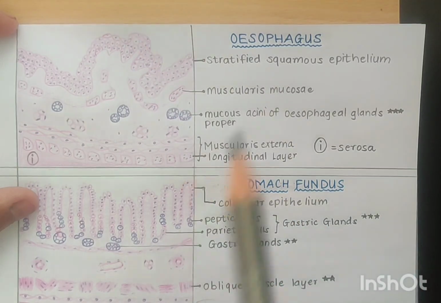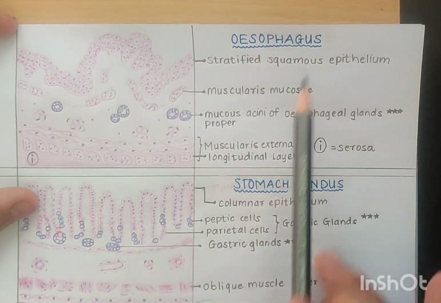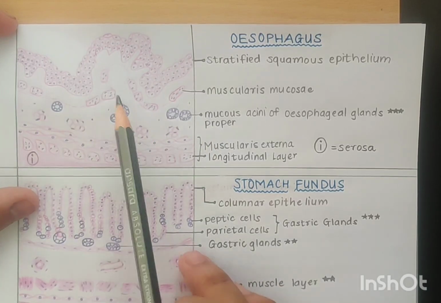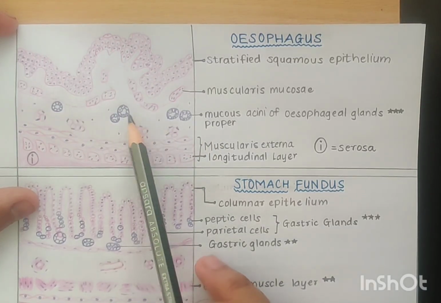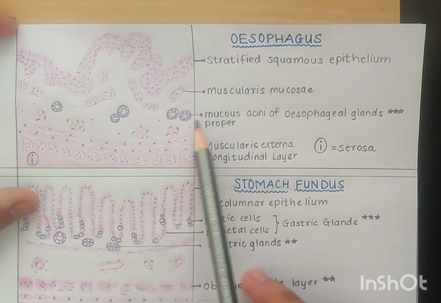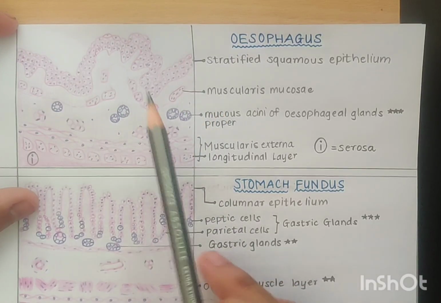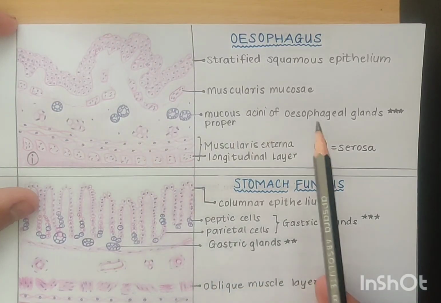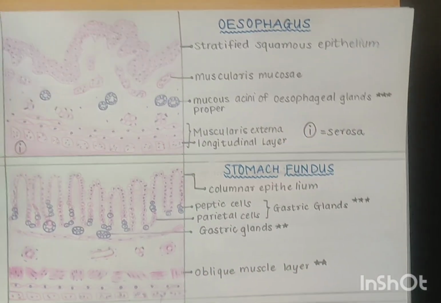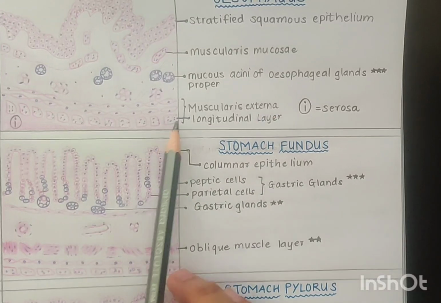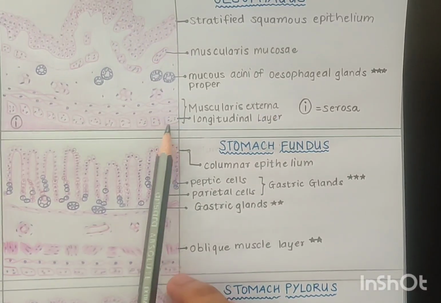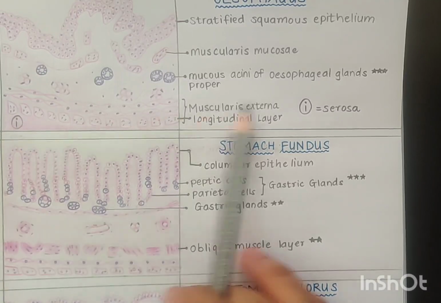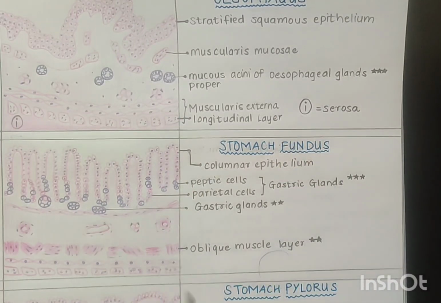Then the second important feature in the case of the esophagus will be the mucus acini of the esophageal glands, which will be present in the submucosa. An MCQ has been asked, so where is it present? It is present in the submucosa, not the mucosal connective tissue. Okay. Moving ahead, we'll have the muscularis externa, with the inner circular layer and the longitudinal layer, and then we'll have the serosa. I have marked this as 1. So this 1 is serosa.